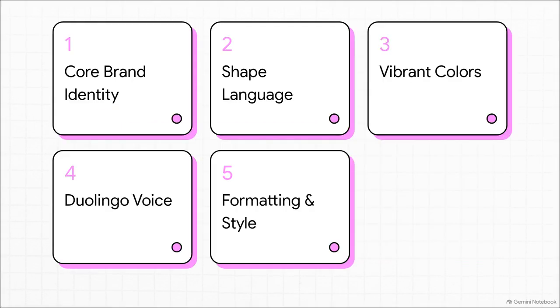So here is our quick roadmap for today's explainer. Number 1, the core brand identity. 2, the geometry of illustration. 3, a vibrant color palette. 4, the Duolingo voice. And 5, formatting and style rules.